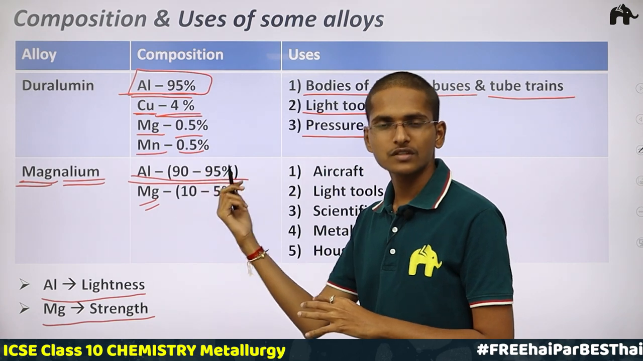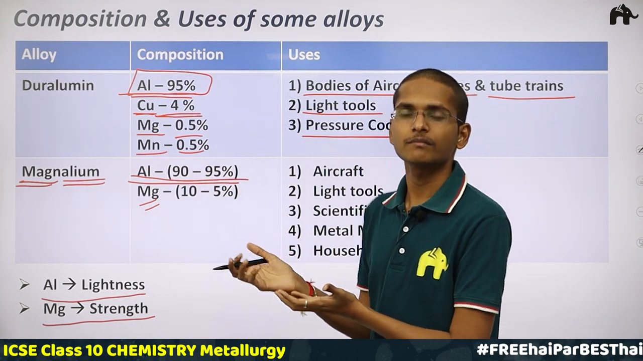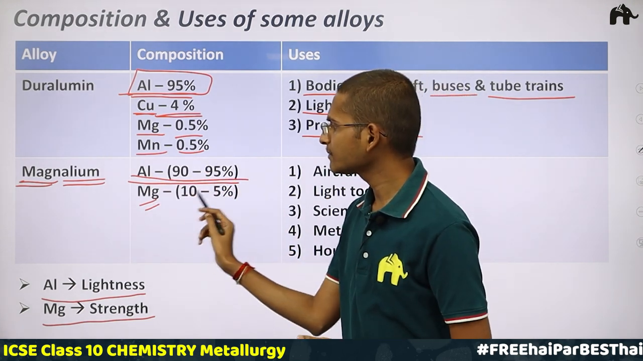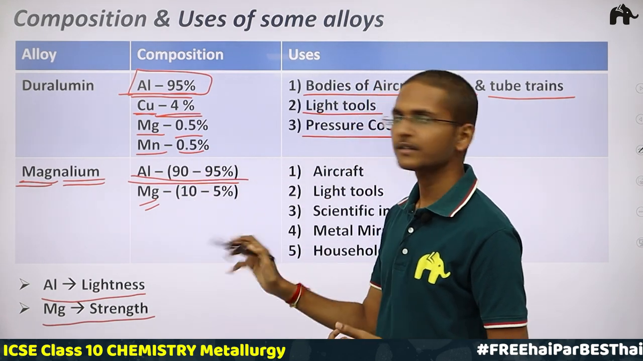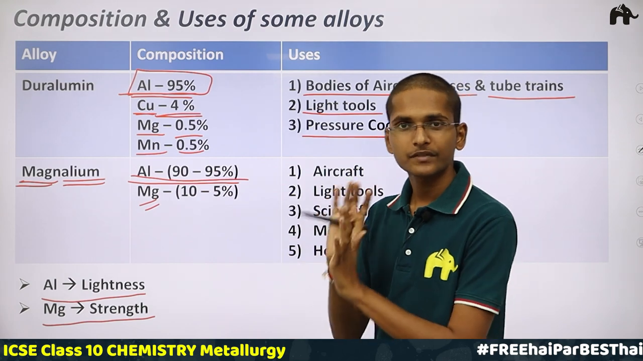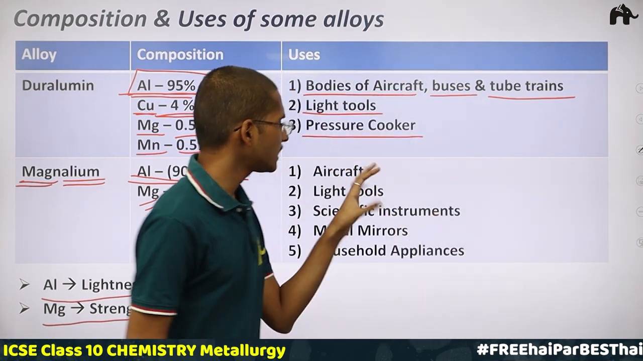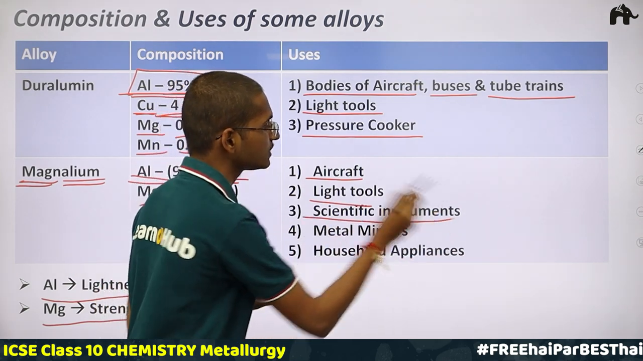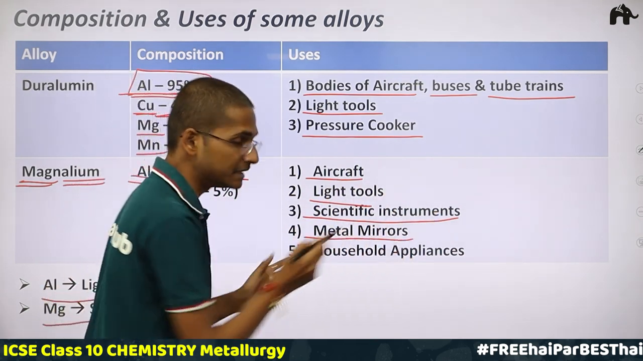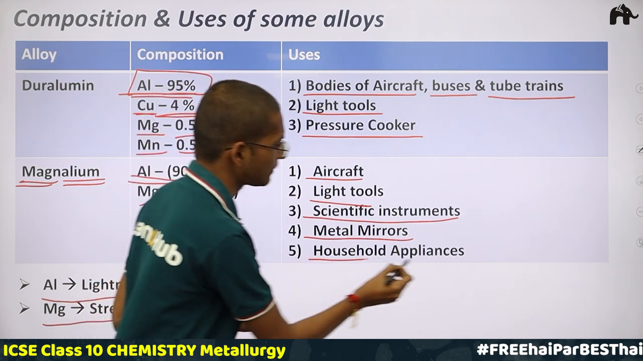Once you remember the range of aluminium, you will automatically remember the range of magnesium, because if aluminium is 90%, magnesium would be 10%, it would become 100. If aluminium is 95%, magnesium would be 5%, it would become 100. Clear? Very simple. Now uses of magnesium alloy: again, it is used for making aircraft, light tools, scientific instruments, metal mirrors as well, and household appliances as well.